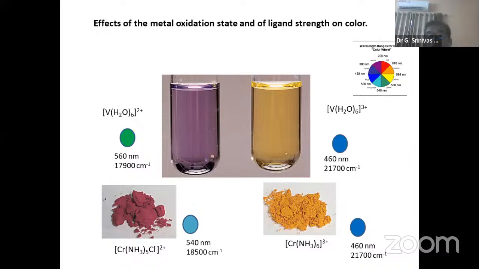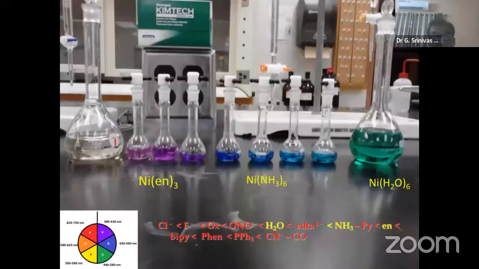So since the oxidation state has increased, the crystal field stabilization energy has also increased, from 17,900 to 21,700 in case of vanadium complexes. In case of chromium complexes, 18,500 to 21,700 centimeter inverse. Okay. So the splitting is small here and high here. Okay. So this is the case.